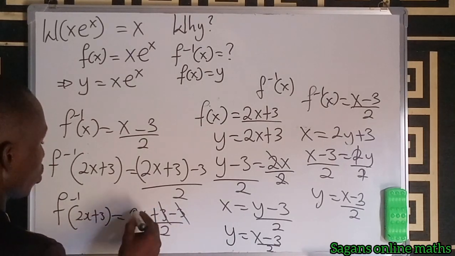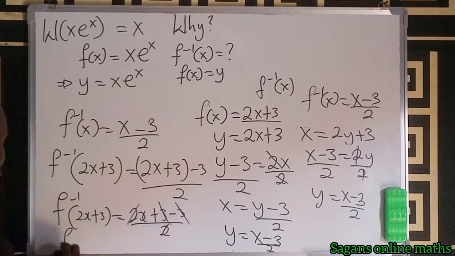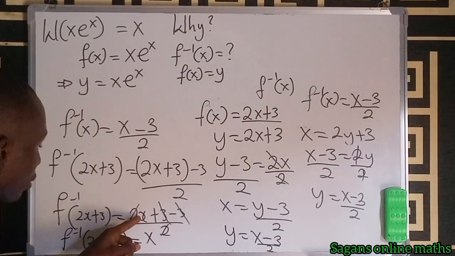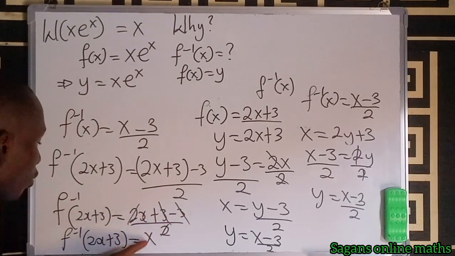2x divided by 2, so this will cancel out this. So it means that the inverse function of 2x plus 3 is equal to what? x. You can see that we're left with x, because 3 minus 3 is gone, so you're left with 2x divided by 2. And 2 divided by 2 just gives us x.